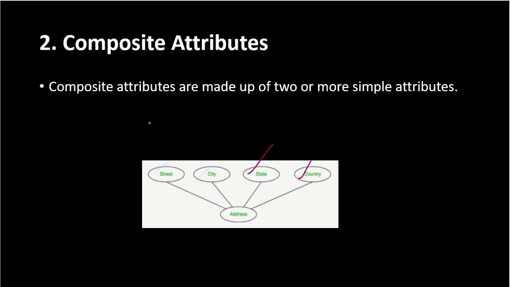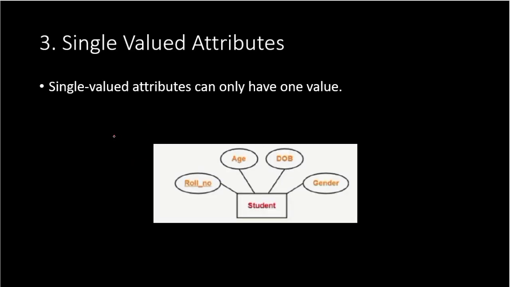So this is about the composite attribute. After that, we can move to the single valued attribute. Single valued, by the name itself, represents that this particular attribute will have only one value. Let us see this example: the student has a roll number, age, date of birth and gender.